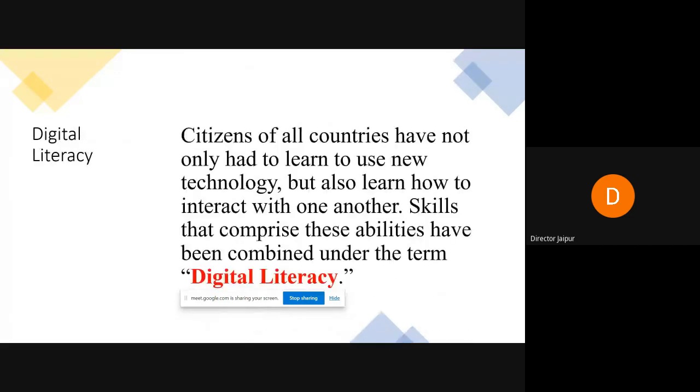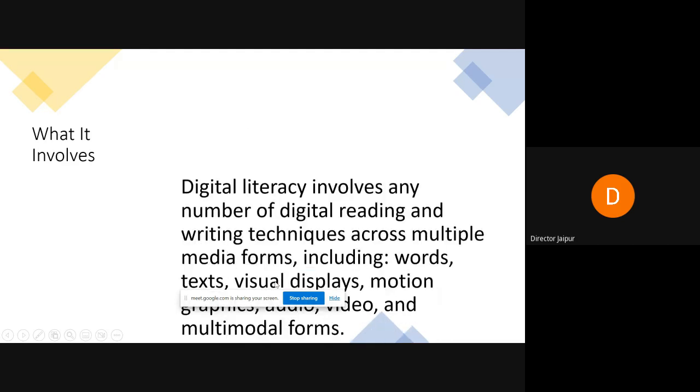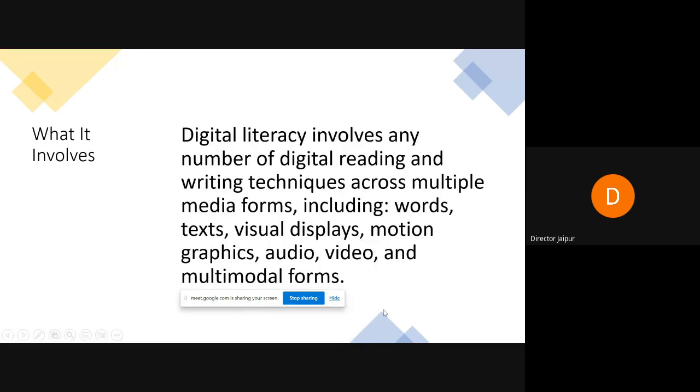Now, as digital literacy, citizens of all countries have to learn to use the new technology. I have already told you what all that is, and we all know what this new technology is. So the skills that comprise this ability are combined under digital literacy. What does it involve? It involves words, as I already told, text, visual displays, motion graphics, audios, videos, and multimodal forms like these. That means a mix of these.